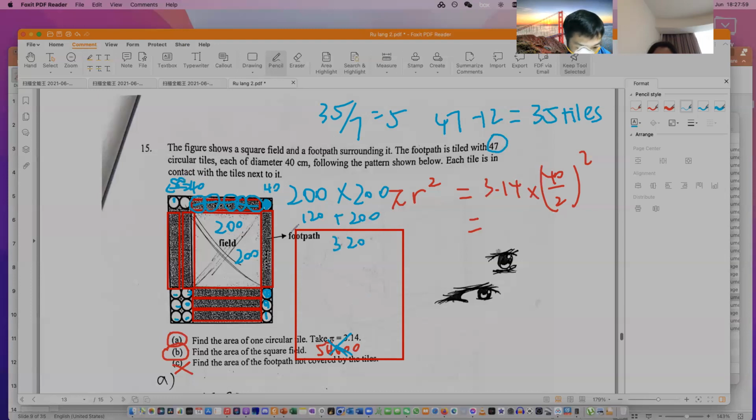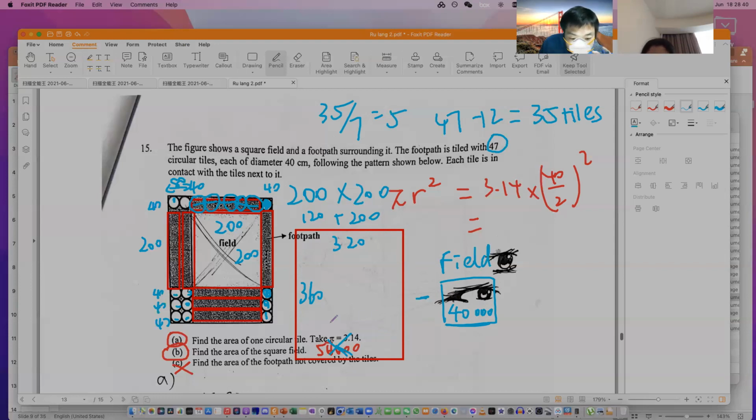Then this is the length, this is the breadth. The breadth is 40, 40, 40, and this is 200. So 200 plus 160 is 360. So the breadth is 360. You take the area of this, minus the field, which is 200 times 200, 1, 2, 3, 4 zeros, 40,000. Okay, so this is the field.